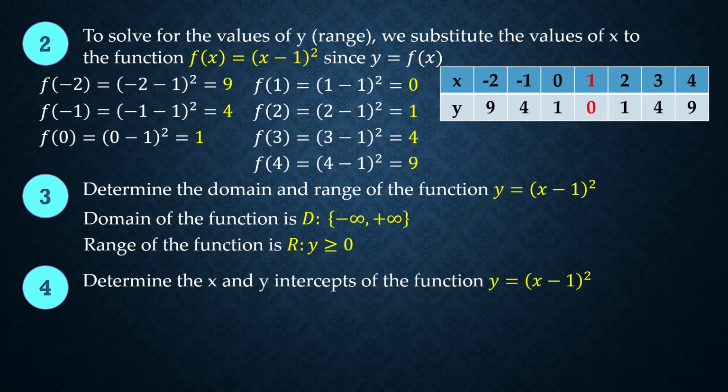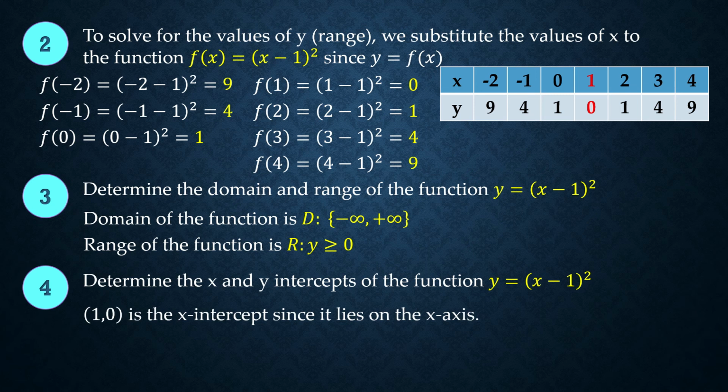Next, determine the x and y intercepts of the function y is equal to the square of x minus 1. So, kanino sa pag-solve ani sir? Okay. Na naman tayo vertex nga 1, 0. Nga, ang kanang vertex is the x-intercept. Vertex siya at the same time x-intercept since it lies on the x-axis. Kaya nga naman x-intercept, value of x, which is 1 when y is 0.